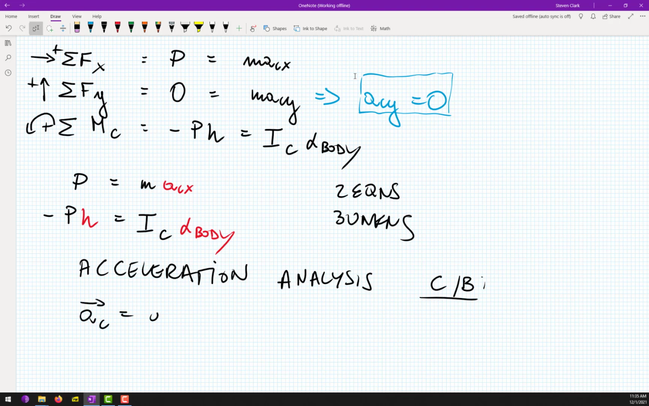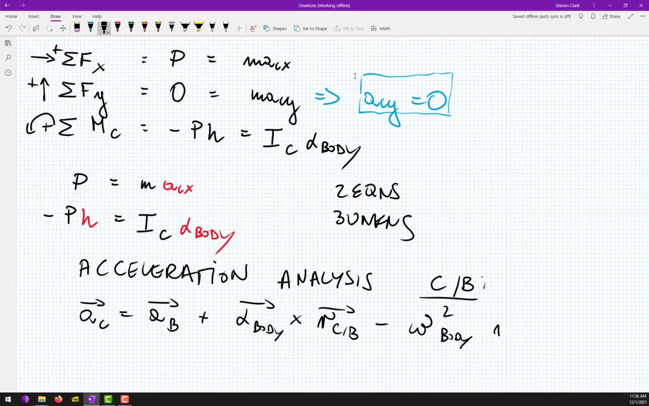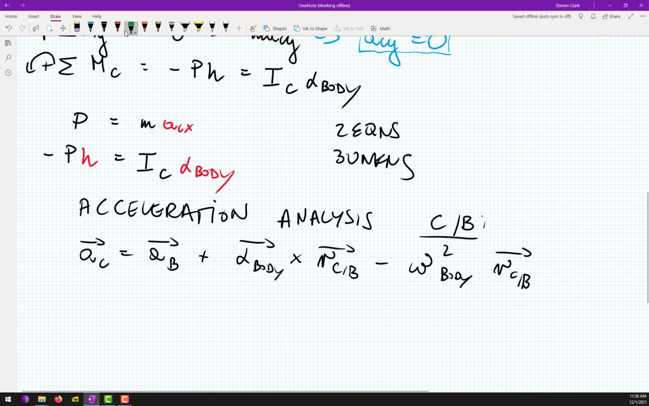So AC is equal to AB plus alpha body times RCB minus omega body squared RCB. So now you guys can see that the information about system starting from rest is useful because this is 0. System starts from rest.